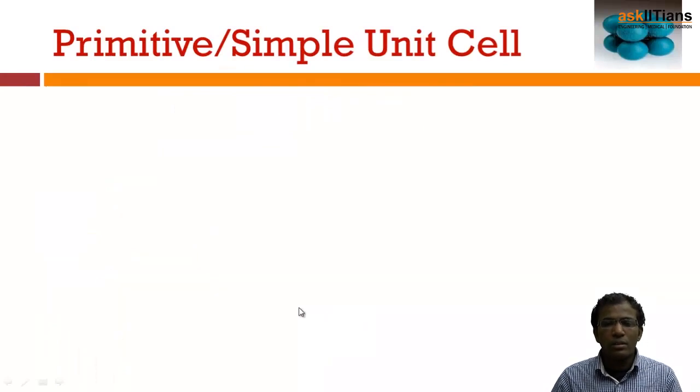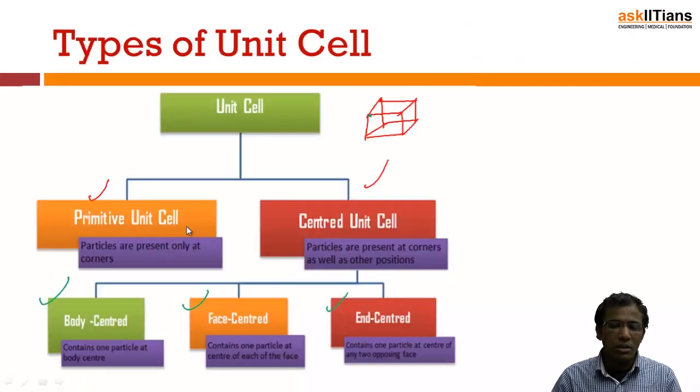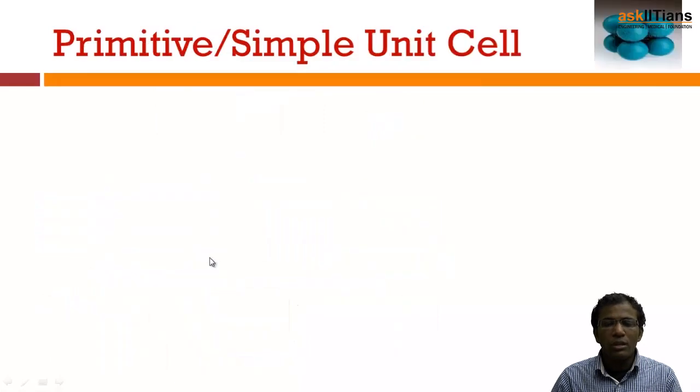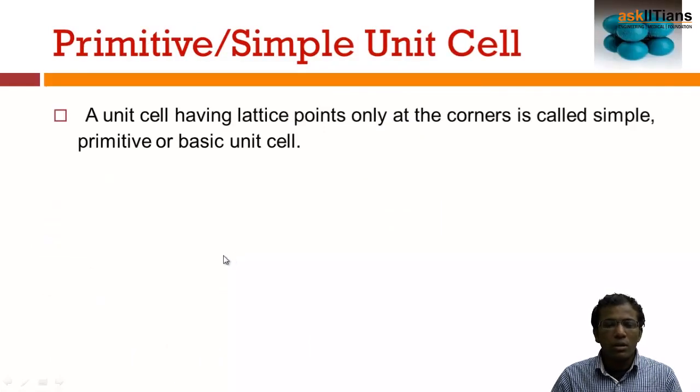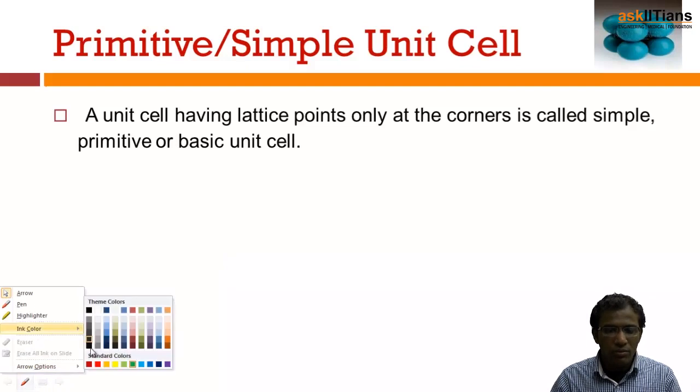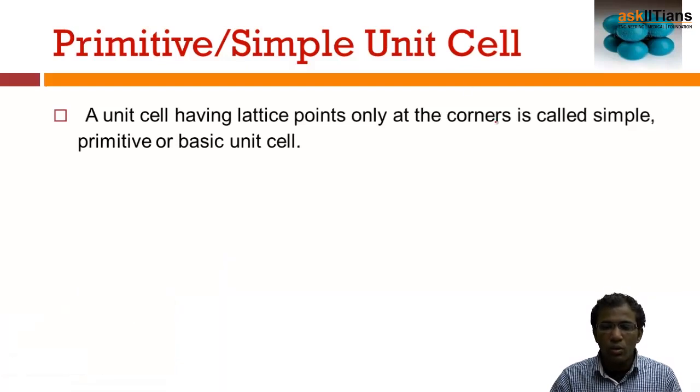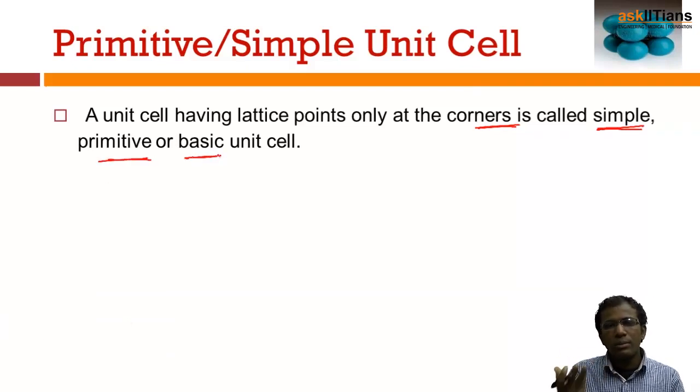So first one, let's see the primitive unit cell. Okay. So we know that in primitive unit cell we have lattice points present only at the corners. As I said before, we have particles present only at the corners, and it is known as a simple or a primitive or a basic unit cell. So 3 names are given. We can call it a simple unit cell, or a primitive unit cell, or a basic unit cell.